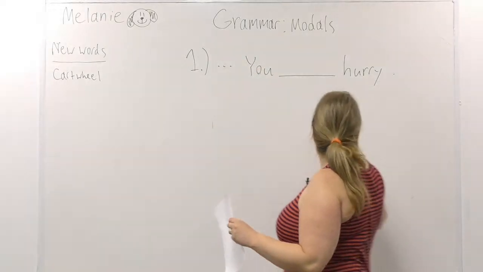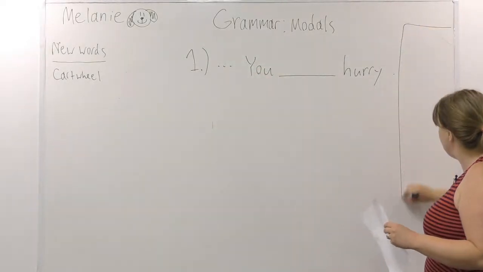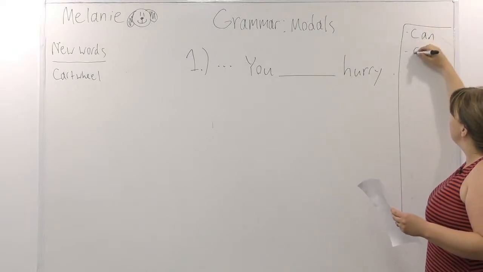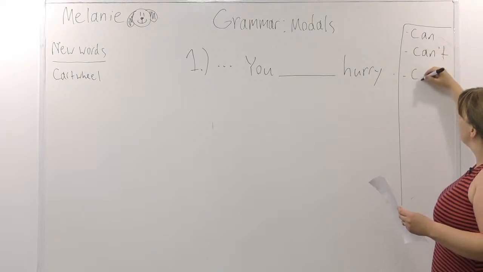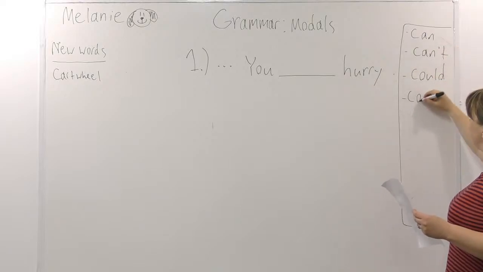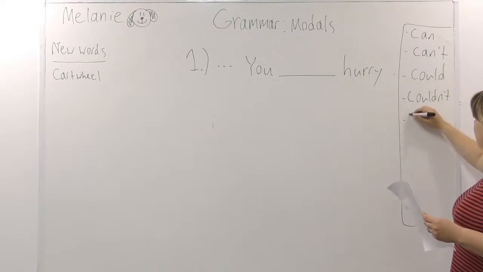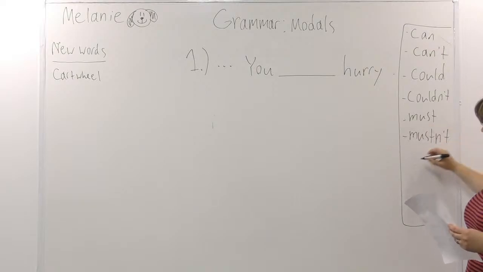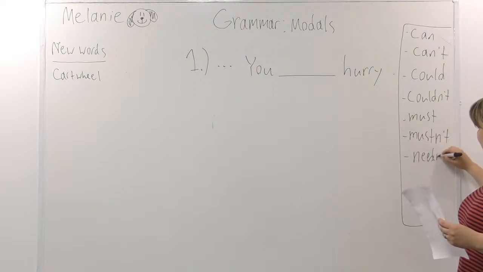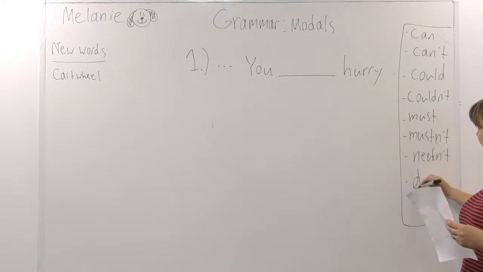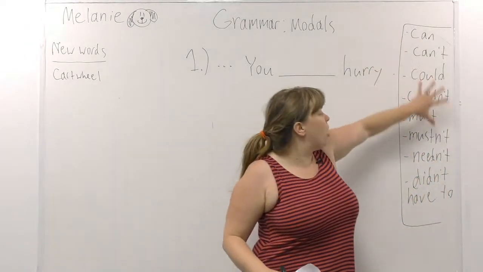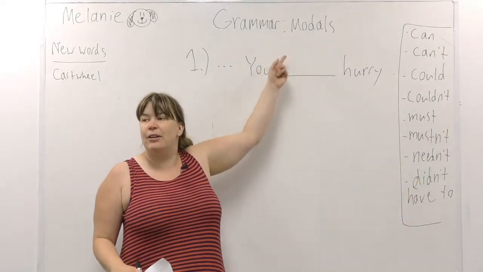Sorry, I should maybe write the models over here. So we can either use can, can't, could, couldn't, must, mustn't, needn't, and didn't have to. Didn't have to. Okay, so these are the models that you can put in our questions.